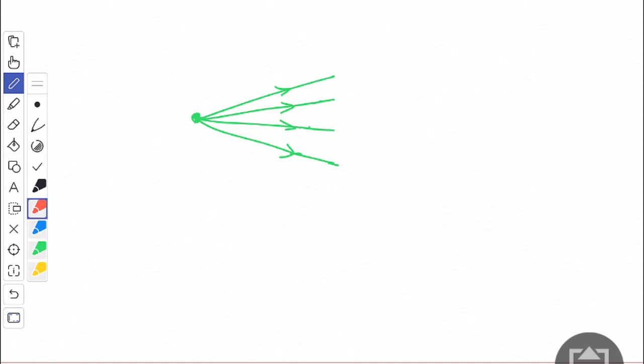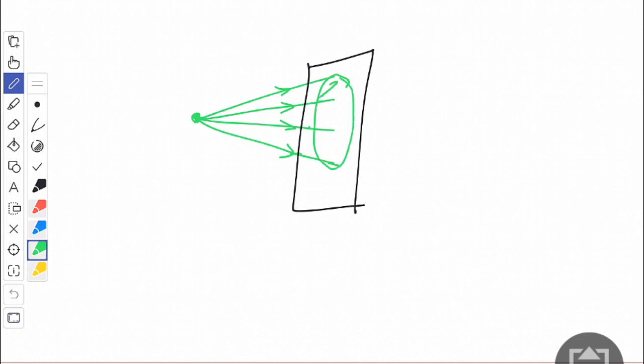Now, let us say there was a white screen here. What would you see here? You would see a big patch which will be very light green. This part is very bright, but here it will be very dull and spread out. Why? Because the light from here is spread out. Makes sense, right? Okay, cool.